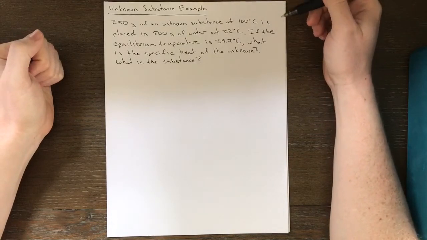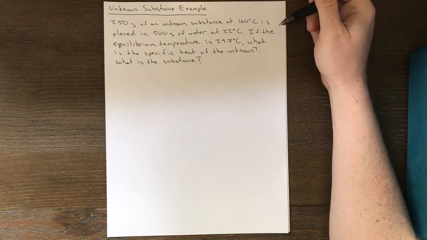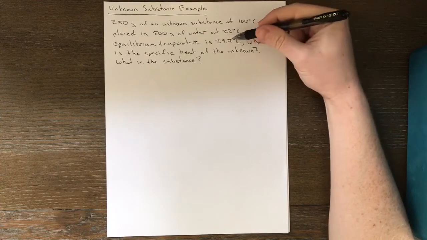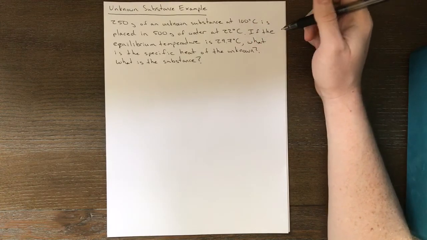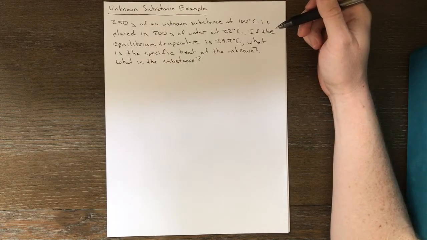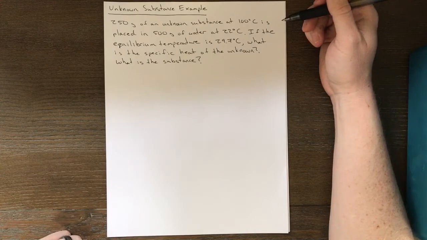It is placed in 500 grams of water at 22 degrees Celsius, and we're told if the equilibrium temperature is 29.7 degrees Celsius, what is the specific heat of the unknown? And then once we know that, we can use that to determine what is the substance.